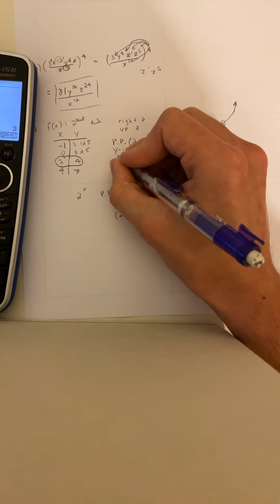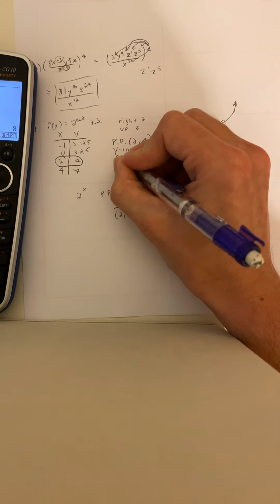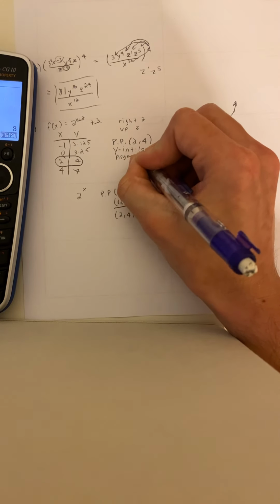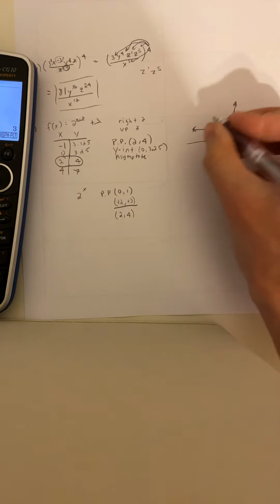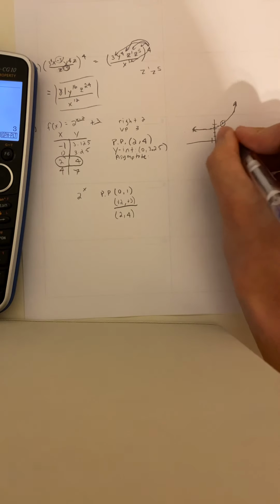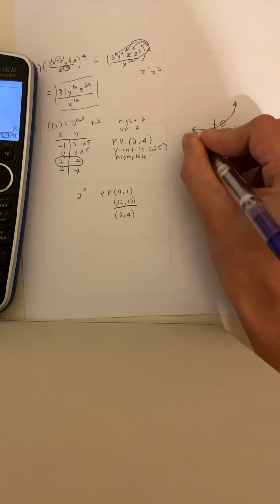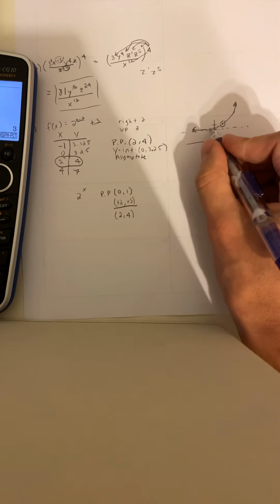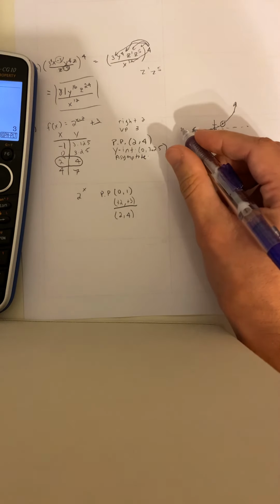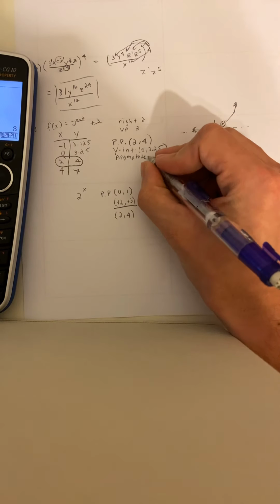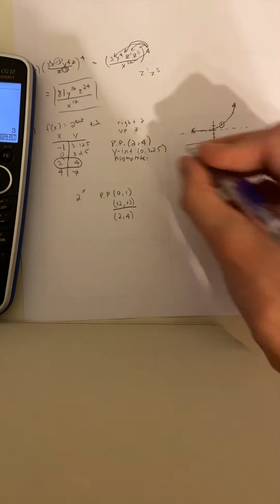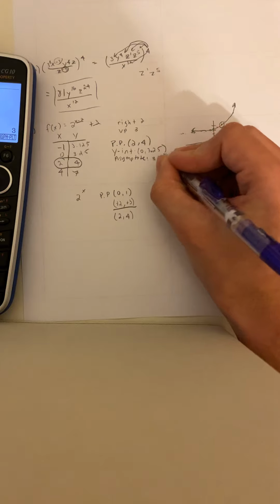I want to have my asymptote, which is where I approach but don't quite get to. As I can see, as I go further and further to negative infinity, I get closer and closer to 3. So here it's going to be y equals 3.